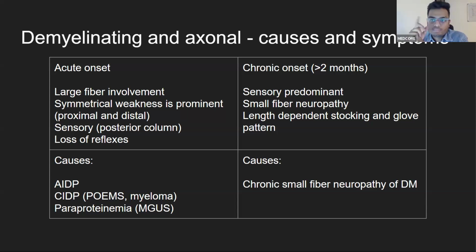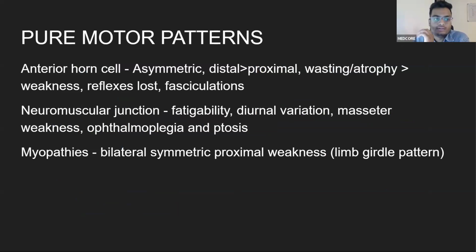So let's just move from the sensory motor pattern to the pure motor patterns. Now, please understand that if you are examining a patient and you are seeing only motor symptoms and it is a lower motor pattern, then these are the three possibilities: anterior horn cell, neuromuscular junction, and muscles. And it is very easy to differentiate.